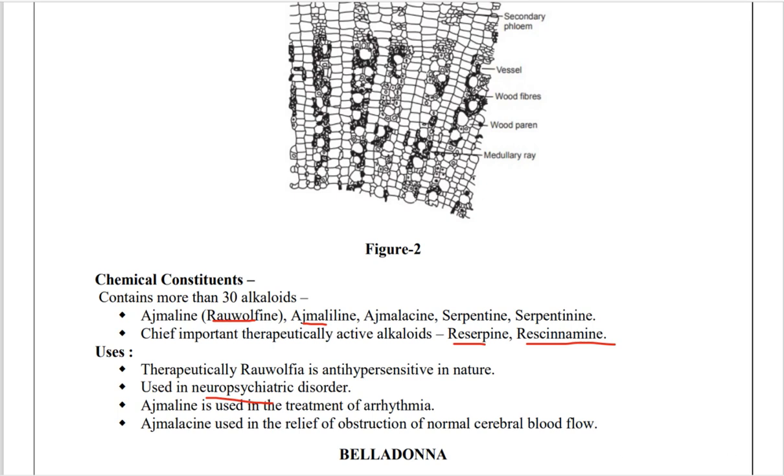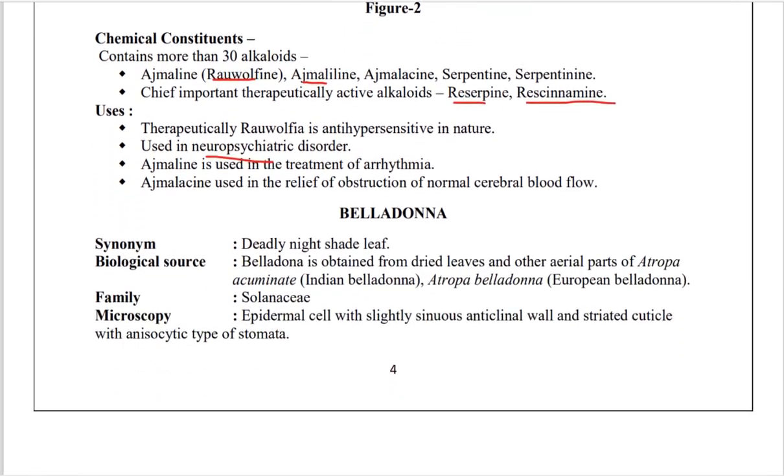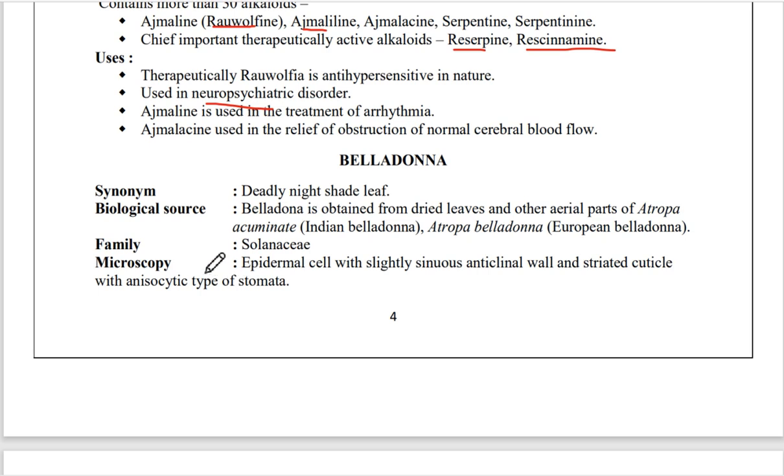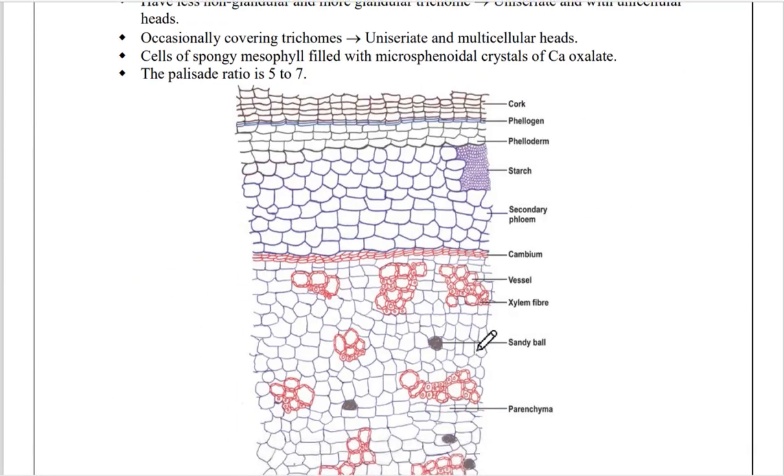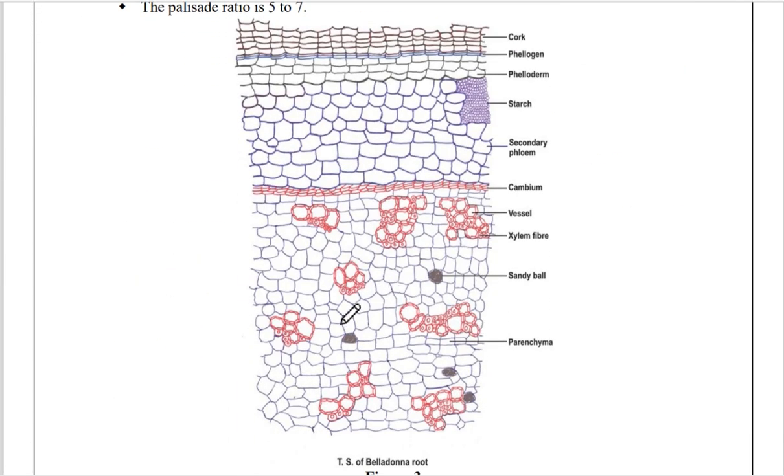The next category of drugs you have in your alkaloids is belladonna. Belladonna is also known as deadly nightshade leaf. Belladonna is obtained from the dried leaves and other aerial parts of Atropa acuminata or Atropa belladonna, family Solanaceae, with epidermal cells having slightly sinuous anticlinal walls and a striated cuticle. Anisocytic stomata is present. So this is a color image of the TS of your belladonna root.